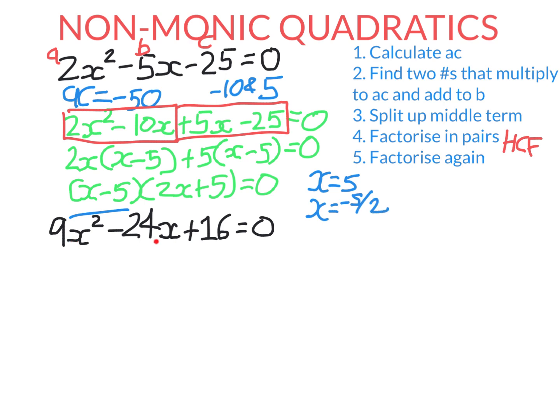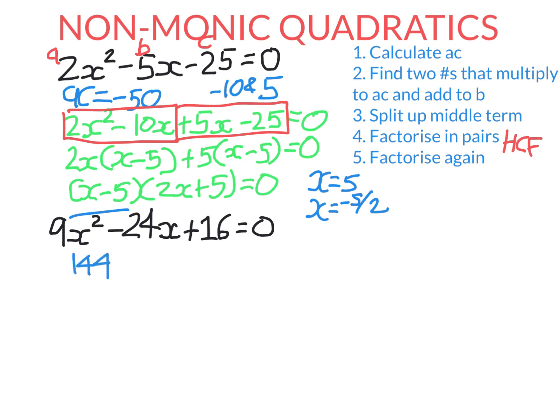All right, let's try this one here. Once again, quadratic trinomial. It is non-monic because the coefficient of x squared is not 1. Now, there are no common factors here, so we can't take out a common factor. So I'm going to need to use this process here. So first step, calculate a times c. So 9 times 16 is 144.